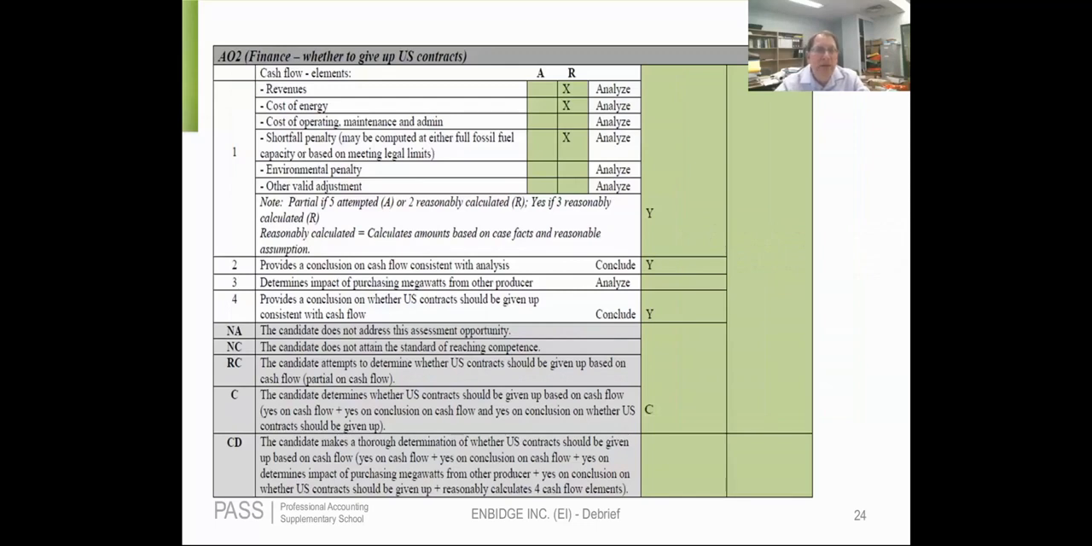Then we put the cash flow into a second one, whether to give up the US contract. So again, I didn't get everything. I forgot the admin fees. I forgot this one. I think there was an environmental penalty. I got the shortfall penalty, but I did enough. I needed 3. I got it exactly. Conclusion, yep. Didn't really have any analysis on the purchasing from another producer, kind of ignored that. Did I have a conclusion? Absolutely. I said, don't give it up. And that was enough to get myself confident.